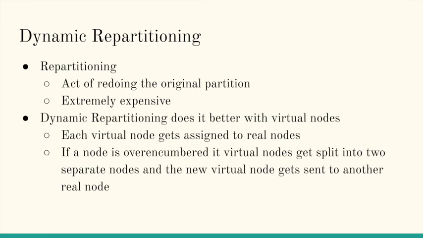Dynamic repartitioning is another way to reduce skew as well. Repartitioning is the act of redoing the original partition. It is extremely expensive because you have to go over all of the partitioning methods that you did before. Dynamic repartitioning does it better with virtual nodes, and it only partially does the process. Each virtual node gets assigned to a real node. However, if a node is overburdened, it can split into two different virtual nodes and send the other virtual node to a node that is less worked.